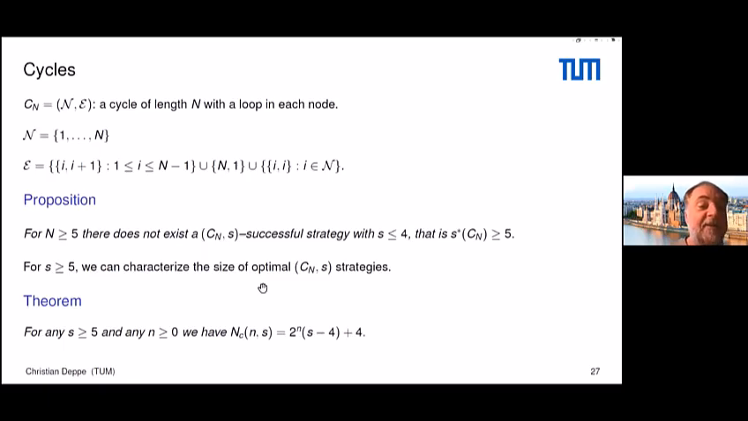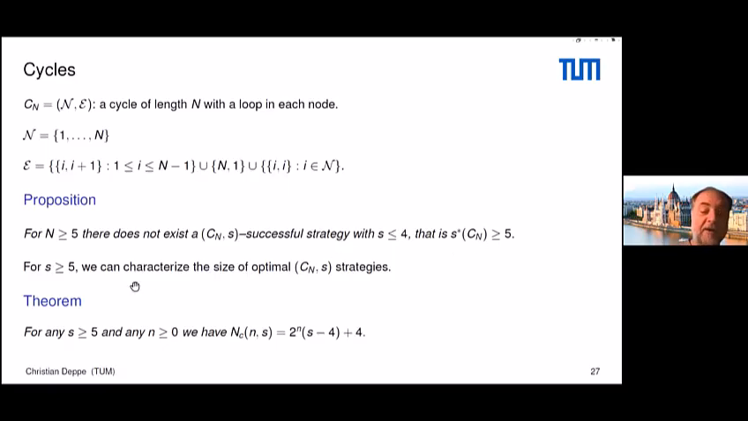To get more formal, again we have the cycle, these are the positions, these are the edges, and first we prove for n greater or equal to 5 that there does not exist a successful strategy such that S is smaller or equal to 4. So it's not possible to reduce it to 4 or fewer elements for a cycle. That means our S star is greater or equal to 5, and the strategy which I gave you shows even that S star is equal to 5.